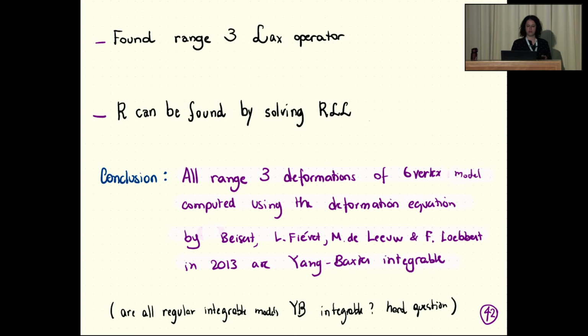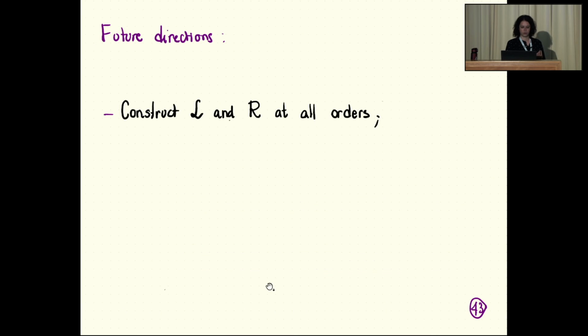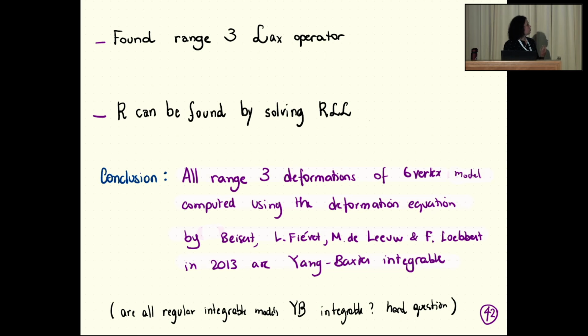But the main result here is that all the range 3 deformations have an R matrix associated to them. So all of them are Yang-Baxter integrable. And this is quite non-trivial, I think. Yeah, so it seems quite smooth to apply the method for long range.